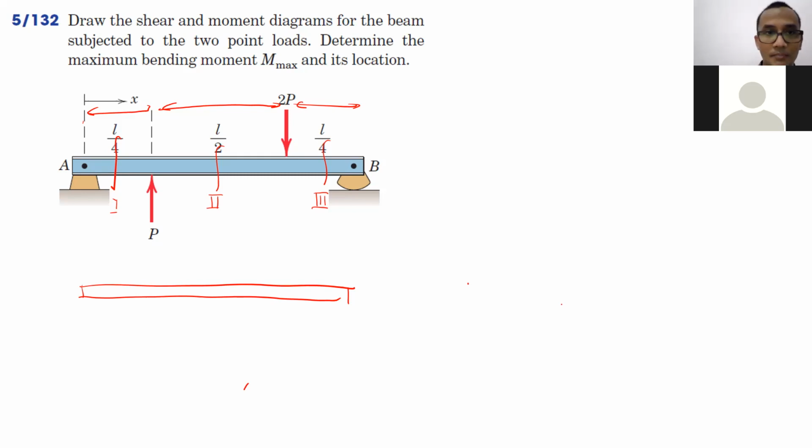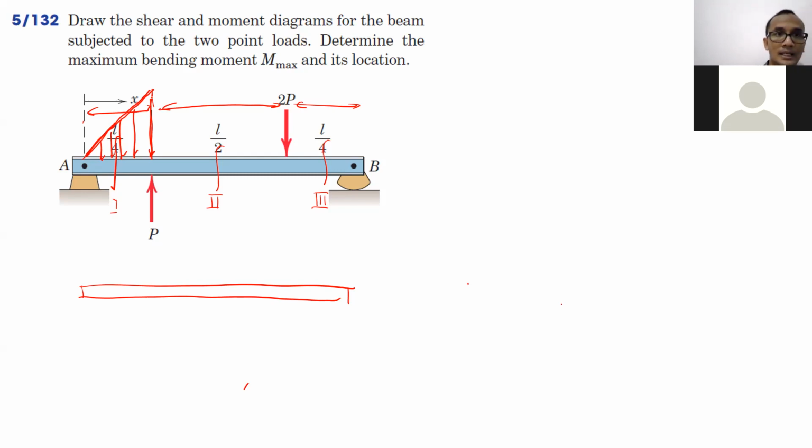Okay, but the problem appears if there is a distributed force. If there is a distributed force, as long as the distributed force continues, for example, like this, a continuous distributed force because it's just a triangle going up like that, that one can still be considered a continuous region. So a continuous region can consist of a continuous distributed force.